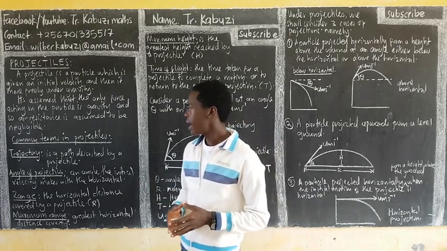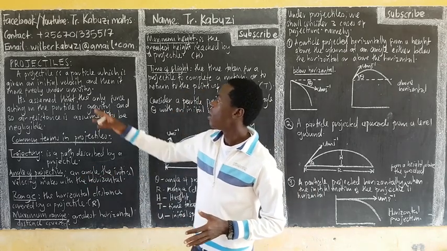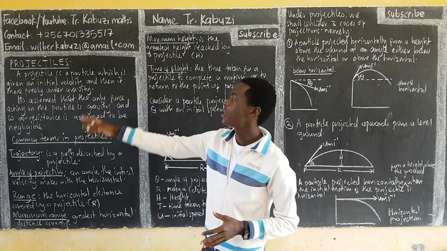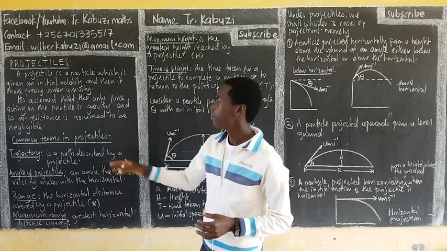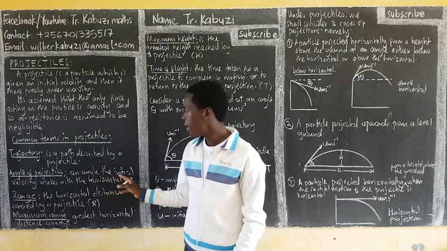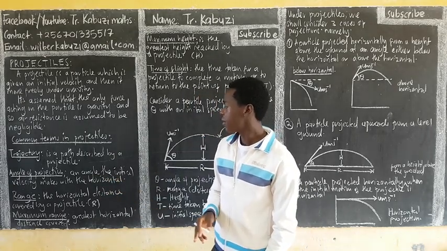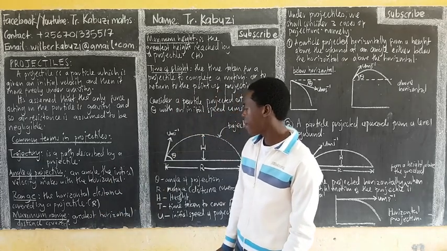Common terms in projectiles: we have what we call a trajectory. This is the path described by a projectile. So when this particle is moving, that path that it creates is what we call a trajectory. The angle of projection is the angle the initial velocity makes with the horizontal, we are going to see it here. Then the range is the horizontal distance covered by the particle.